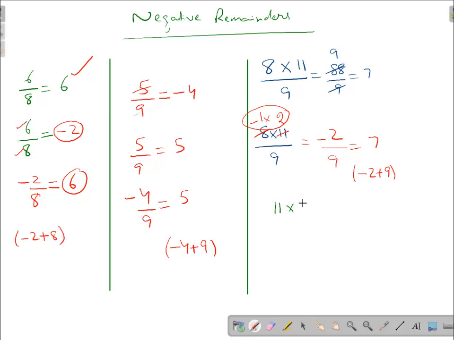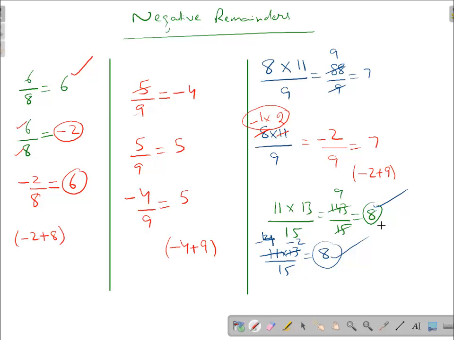If I take 11 into 13 divided by 15, what is 11 into 13, students? From a maths point of view, 11 into 13 will be 143. When divided by 15, 15 into 9 is 135. The remainder will be 8. This is again the universal approach which we have done in school. Now do it by negative remainder, students. 11 into 13 when divided by 15: 11 is minus 4, 13 is minus 2. What is minus 4 into minus 2? It will be plus 8. So the answer will be 8, which is already here.